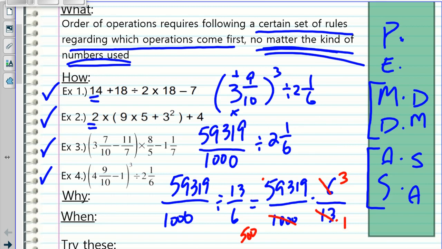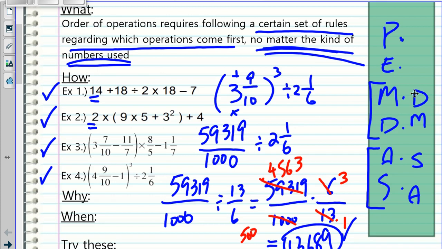All right, 13 goes into 59,319, 4563. Okay, this is not a good question. The numbers are just too big for the purpose of this video. Okay, and then we multiply that by 3, right? You multiply across. 13,689. Okay, all right, we'll live with this.